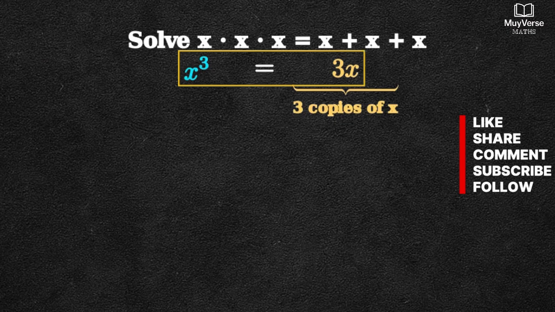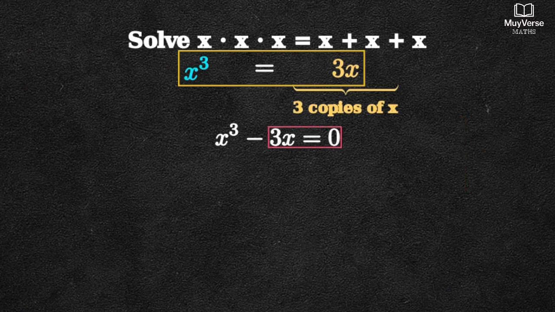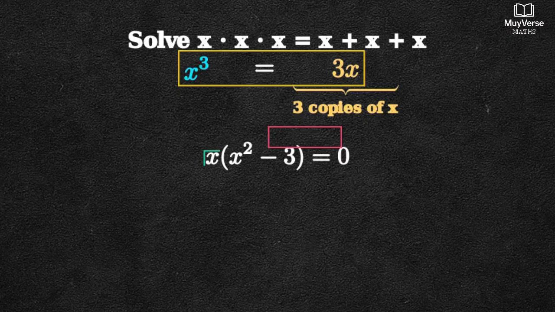Step 2. Set the equation to 0. Subtract 3x from both sides to get x to the third minus 3x equals 0. Step 3. Factor out the common x. Both x cubed and 3x share a factor of x. That gives x times (x squared minus 3) equals 0.